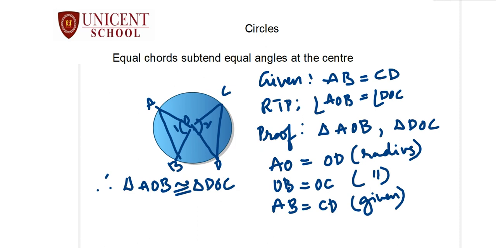Now we can compare their congruent parts. That is, according to CPCT, we can say that angle AOB is equal to angle DOC. So that is our required statement in the theorem. So we have proved that equal chords of a circle subtend equal angles at the center. Now let us go to the next theorem.